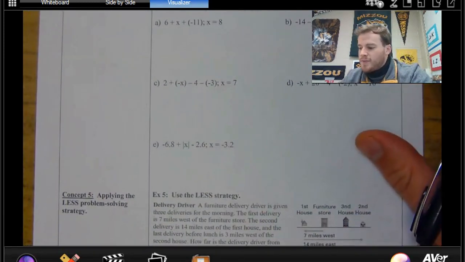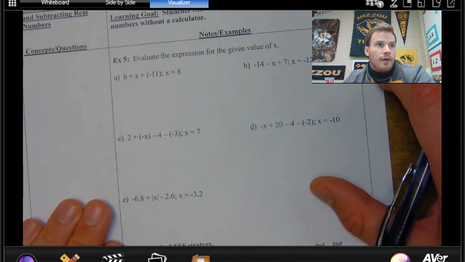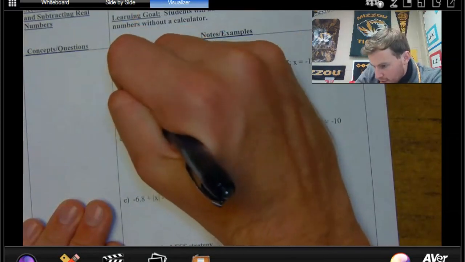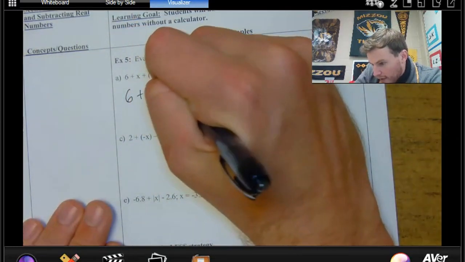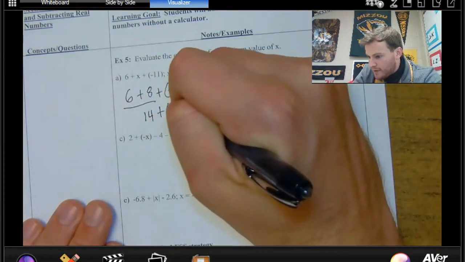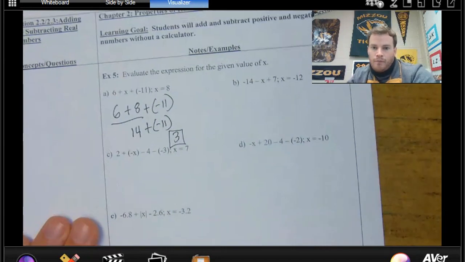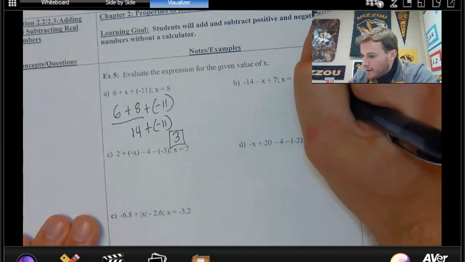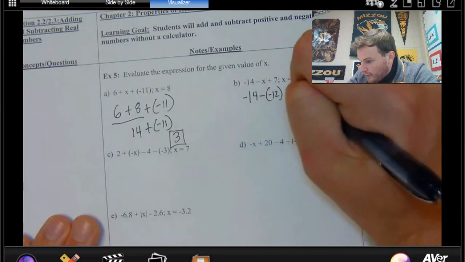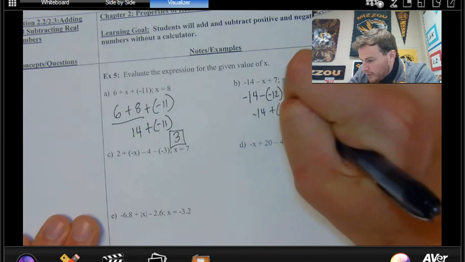Example 5 says evaluate the expression for the given value of x. They say x is 8, so we plug in 8 for x. So 6 plus x plus a negative 11. 6 plus 8 together equals 14 plus a negative 11. That equals 3. On B, we plug in a negative 12. So it's negative 14 minus a negative 12 plus 7. Minus negative becomes plus a positive. So it's negative 14 plus a positive 12 plus 7.